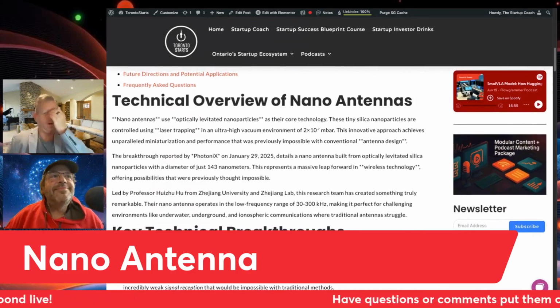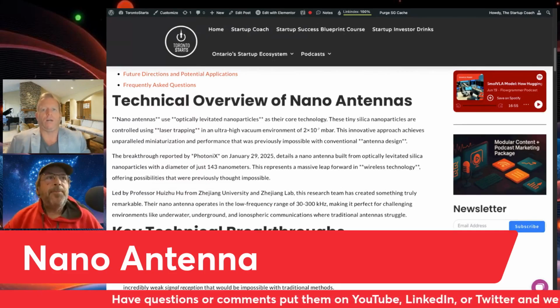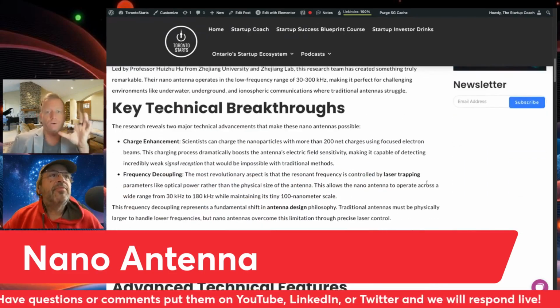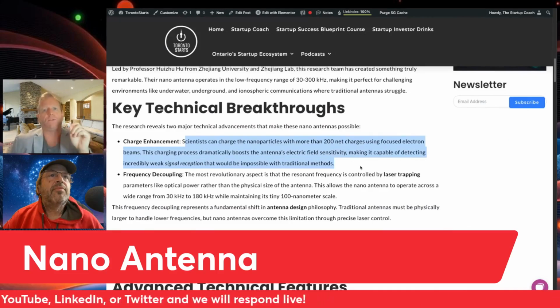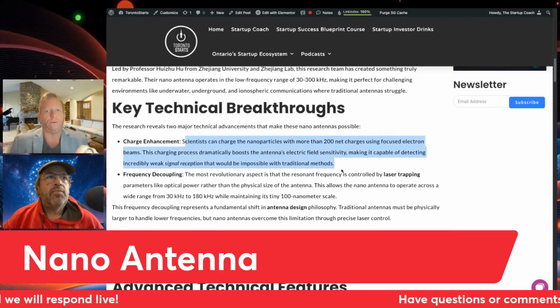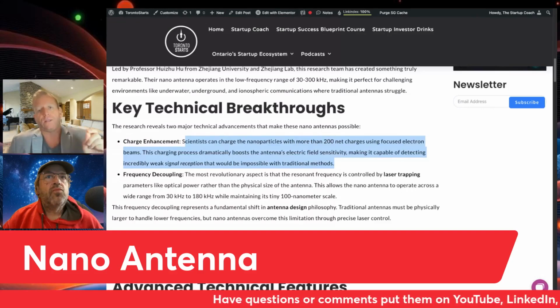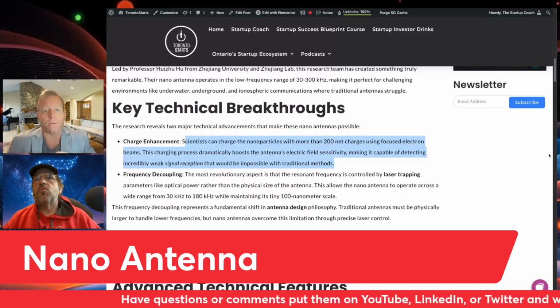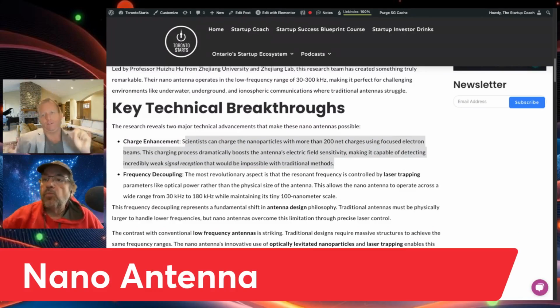So again, this is Zhejiang University in China. The new type of antenna is 10,000 times smaller than conventional low-frequency receivers. And the way they achieved this, like you said, is they levitated silica nanoparticles, just 143 nanometers in diameter, within a high vacuum using lasers.